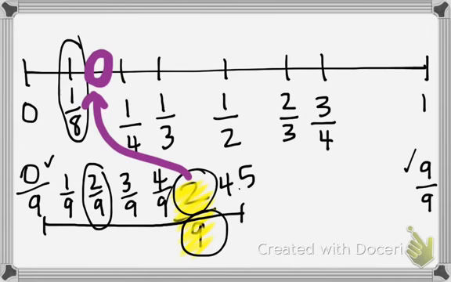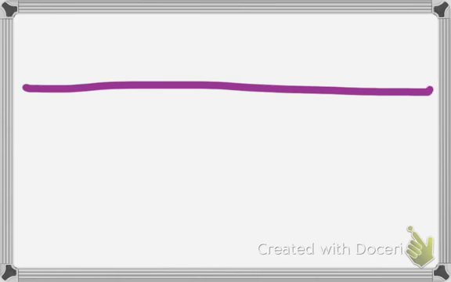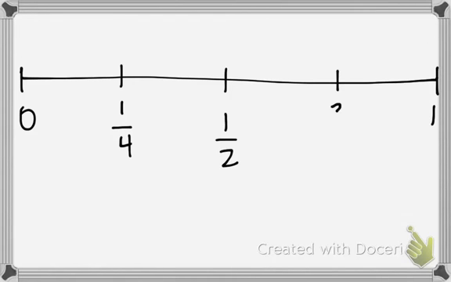Okay? So if you go back and review, what we want to do is look at our number line. We want to first place our benchmarks: 0, 1, 1/2, 1/4, and 3/4. And then I want to place my thirds. I've got my 1/3, and I've got my 2/3.